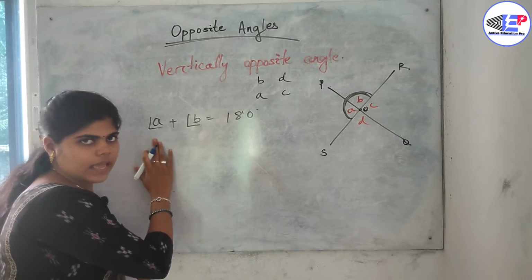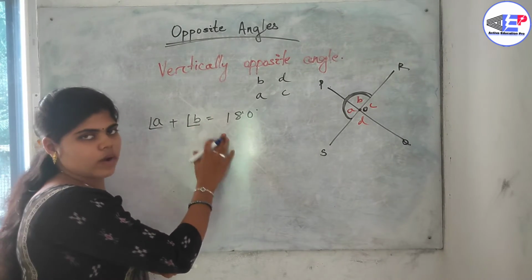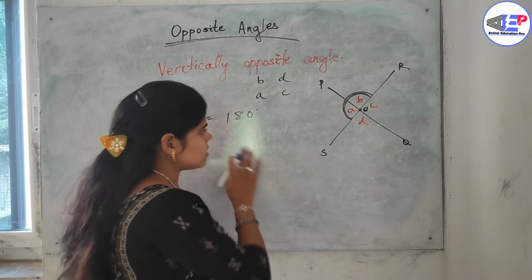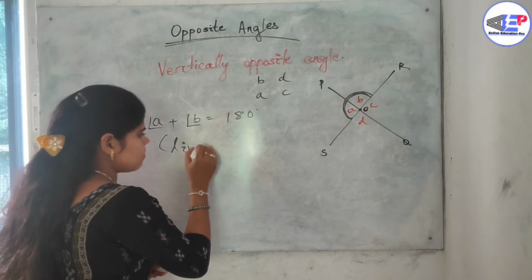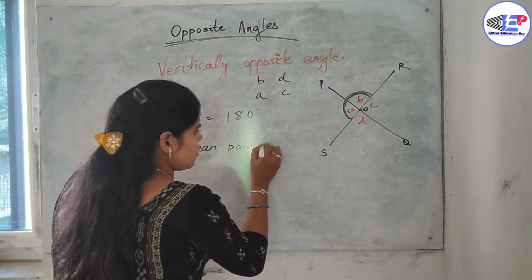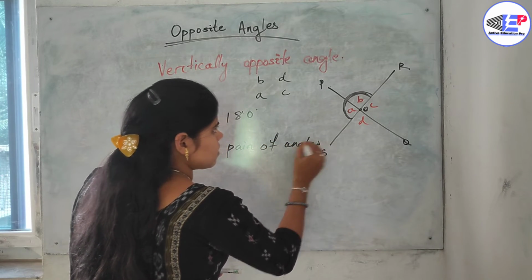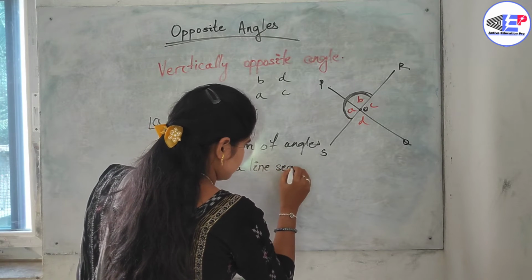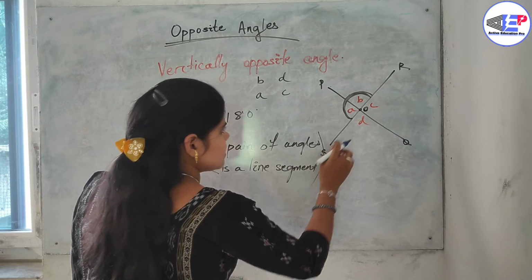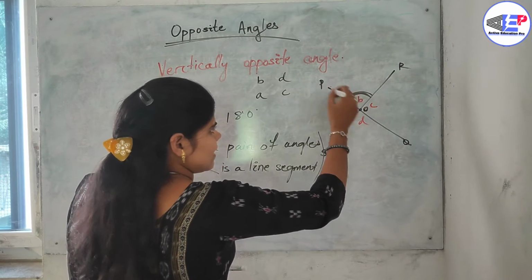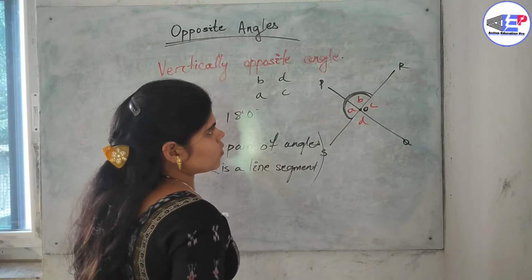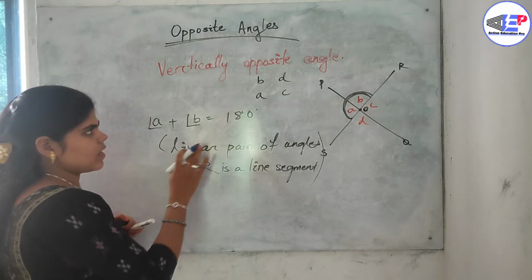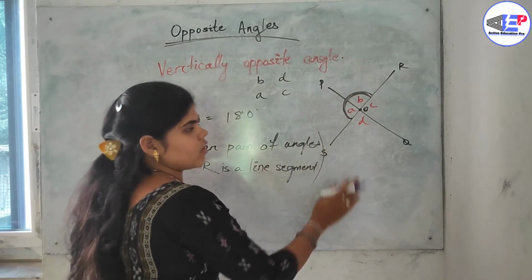So, the sum of angle A and angle B will be 180 degrees because SR is a straight line. These are linear pair of angles because SR is a line segment. Once again, here SR is a line segment and OP meets it at point O, and there are two angles A and B, and the sum of A and B is 180 degrees because they are making a linear pair of angles.